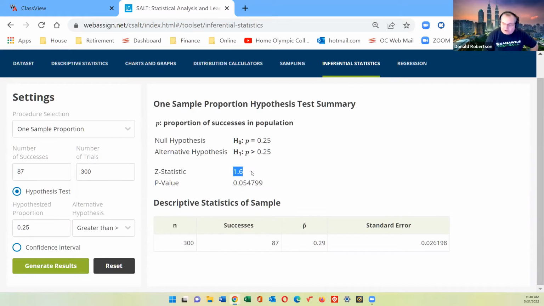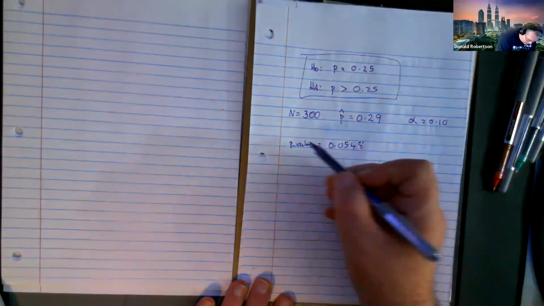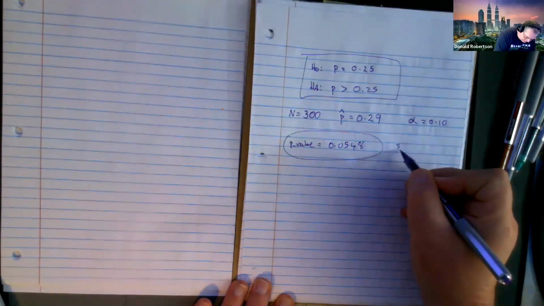Remember that Z statistic, that Z value that we were calculating? There it is, done for you. There's that P value, which is the guy that we are writing. So I'm going to write that, fill it down. And the P value that we got is 0.054 and some stuff, 548. That's all we need. So let's return and see if that's evidence or not. Right, that's what SALT gave us.